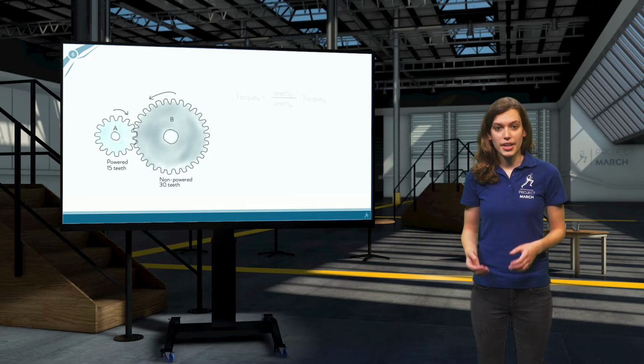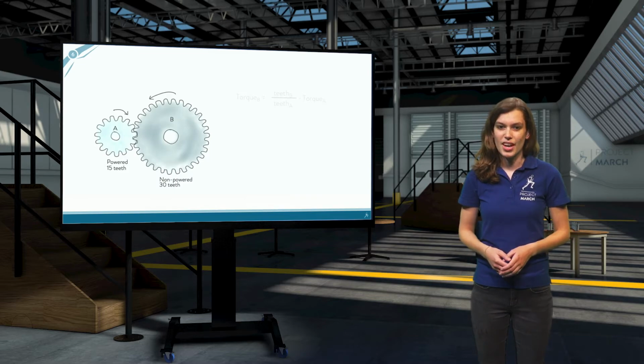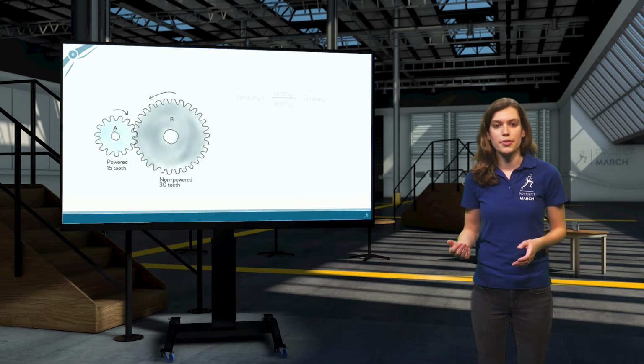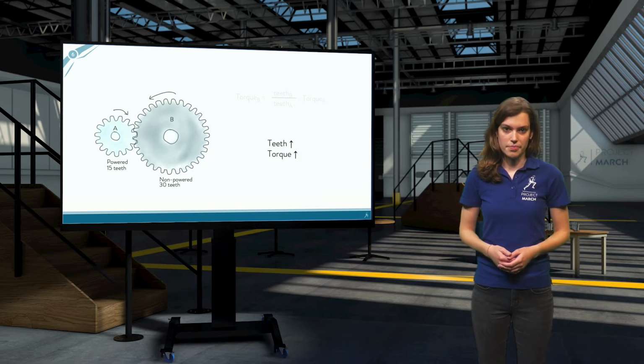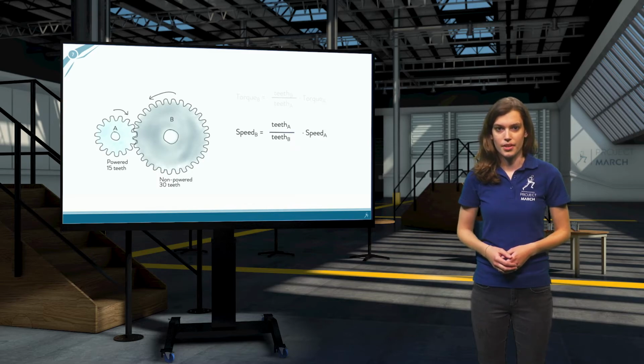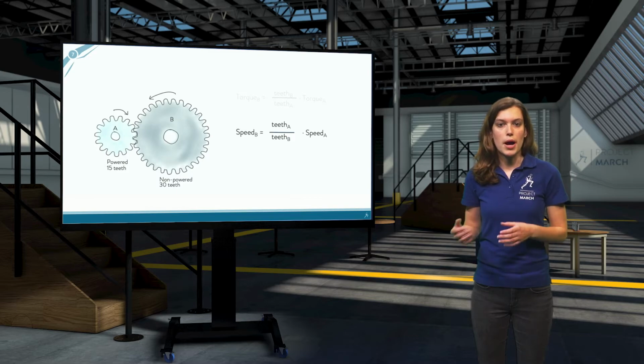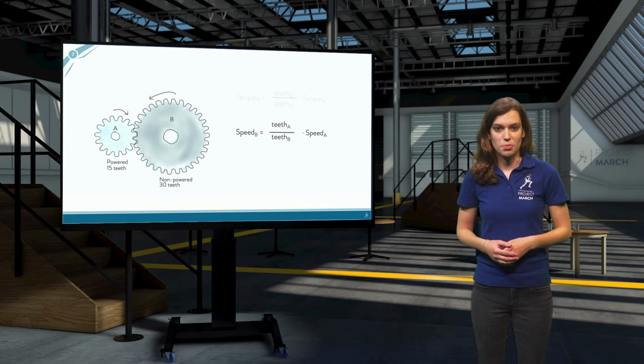Now that you know how to calculate the transmission torque, calculating its speed should be easy. It works exactly opposite of torque transmission. Just like how the torque increases with an increased amount of teeth, the speed actually decreases. It can be calculated using this formula. The output speed is equal to the number of teeth on the powered gear divided by the number of teeth on the non-powered gear times input speed.